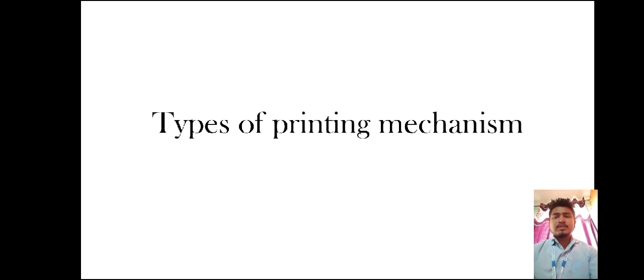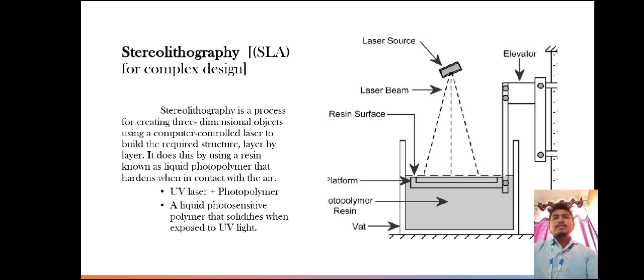Types of printing mechanism. There are many types of printing. First, stereolithography (SLA), short form for complex design. In this process, for creating a three-dimensional object, a computer controlled laser is used to build the structure layer by layer. You have a UV laser plus polymer.